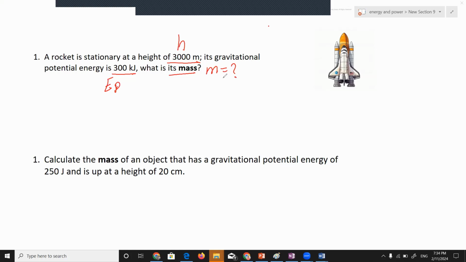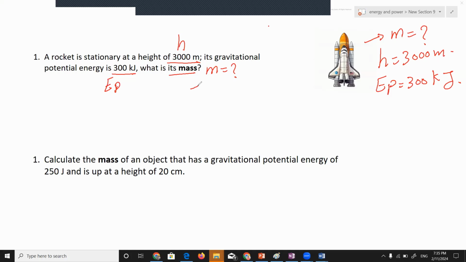This is the rocket. We have the mass. The question just asks about the mass. We have the height, which is 3,000 meters. Then we have the gravitational potential energy, which is 300 kilojoule. So in this case, we need to figure out the mass.